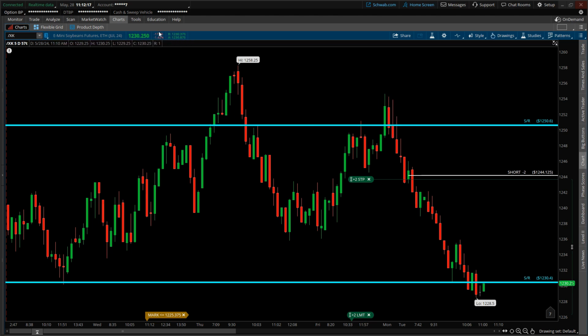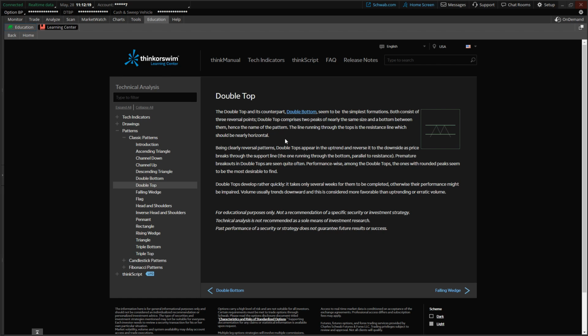What I'm referring to is, if I switch over to the education tab, it's a double top. Here it's described as a clear reversal pattern. Double tops appear in the uptrend and reverse it to the downside. And it goes on, but here there's a simple diagram. So here's that support resistance level I had marked up, and then we have those two peaks and an eventual pullback down to the local support level, which is what I'm actually seeing playing out right now on this chart.